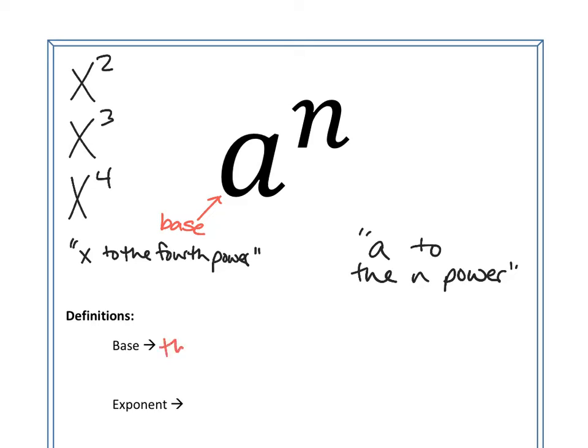The base is the number or letter being multiplied, because exponents are just a shorthand for multiplication. When the people who did the notations for algebra realized that we needed to write multiplication over and over and over again, and they got tired of writing stuff like this, x times x times x times x, they're like, let's make a shorthand for this because we're too lazy to write that out that many times.